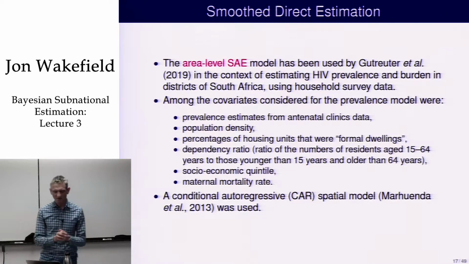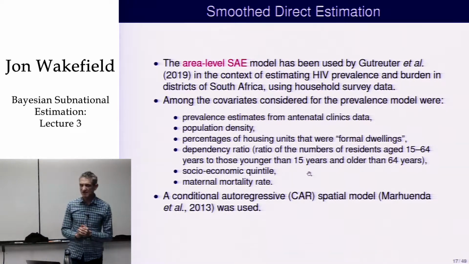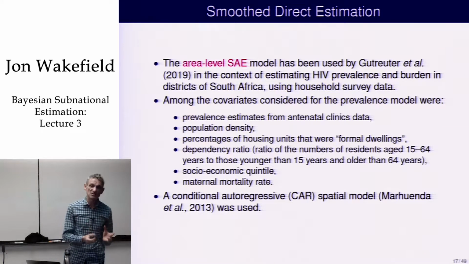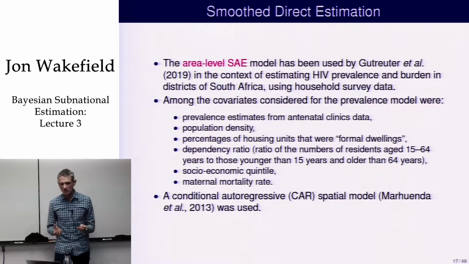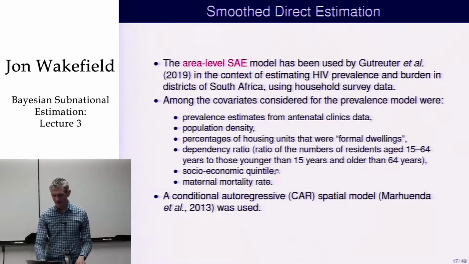I just want to give you a quick illustration of this model, from a paper which came out earlier this year, looking at estimating HIV prevalence across districts of South Africa. It was based on household survey data, and they used a number of covariates. Important ones were things like the prevalence estimates from antenatal clinics. That's a particular population, pregnant women, and the HIV prevalence is different in that population than in the general population, but you'd expect some association. So you try to leverage that within the regression model. And there are a number of other variables used here as well.